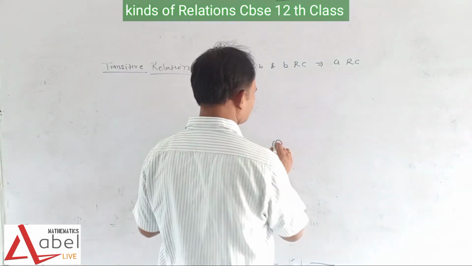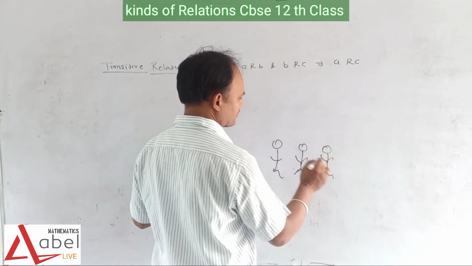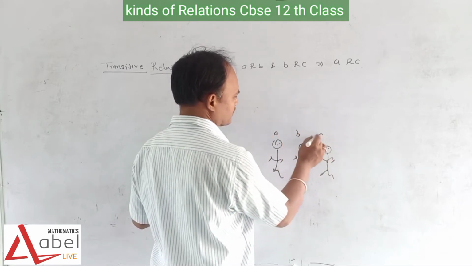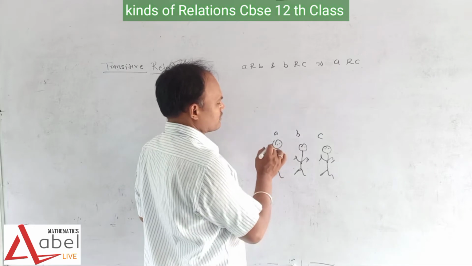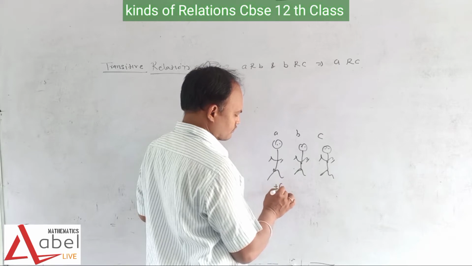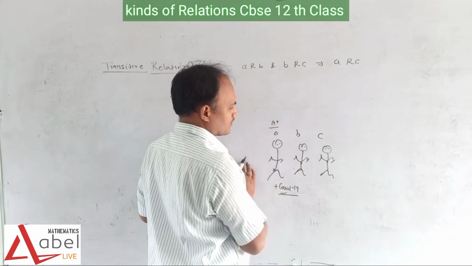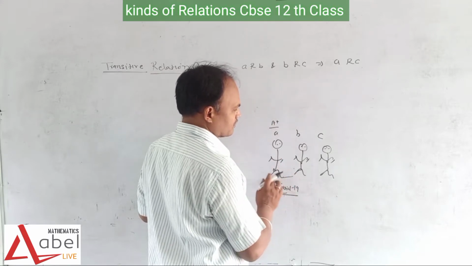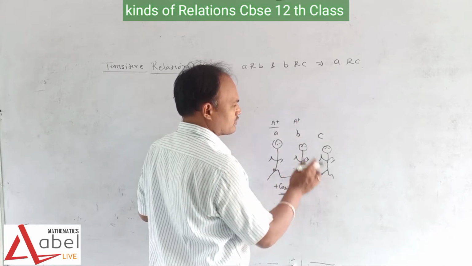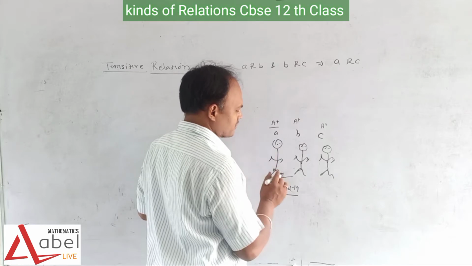Suppose there are three persons, A, B and C. A is corona positive. Suppose it is corona positive, then it comes near B, so B is also positive. Now B goes to C, so C is also positive. Now the problem is that A is related to C.